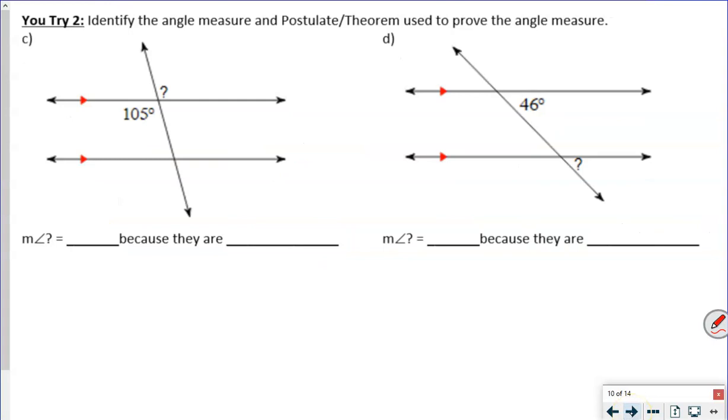All right, so the next one. We've got the 105 and the question mark again. So these are vertical angles, aren't they? And what do we know about vertical angles? They are congruent, right? So all we have to do is put 105 here for that one.